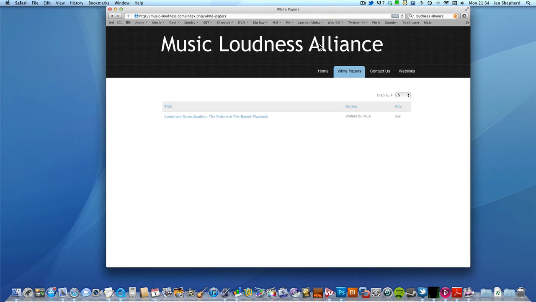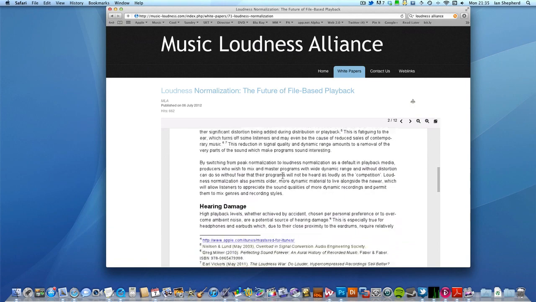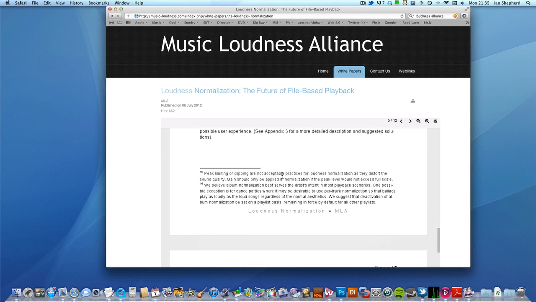It's not actually applying any extra processing to the music. And the suggestions that the Music Loudness Alliance are putting forward are very sensible. For example, they're suggesting that the overall loudness of an album be measured, and that be what determines the average level of playback. So any dynamic contrast you have within your album will be maintained. And of course, all of this will be an option. They're arguing that it should be enabled by default, and I agree with that.